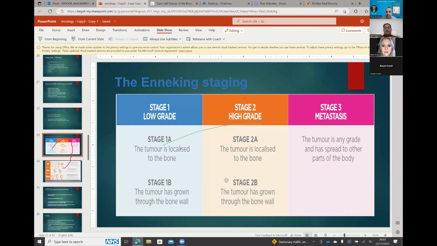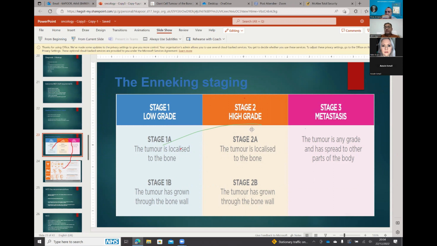In the early parts of this staging, which is stage 1A, the tumor is localized to the bone. In stage 1B, the tumor has gone through the bone wall. For example, we saw that proximal humerus lesion in the 75-year-old, question number 2, which had eroded the cortex and gone through the bone wall. So that will be a stage 1B. Whereas a tumor which is restricted inside the bone, and has not eroded the cortex, is stage 1A, right? So these are low grade staging, early stage of cancer.